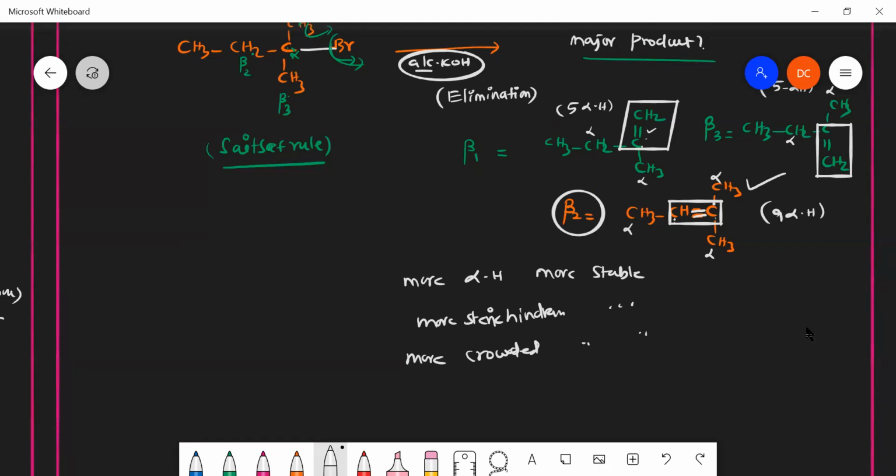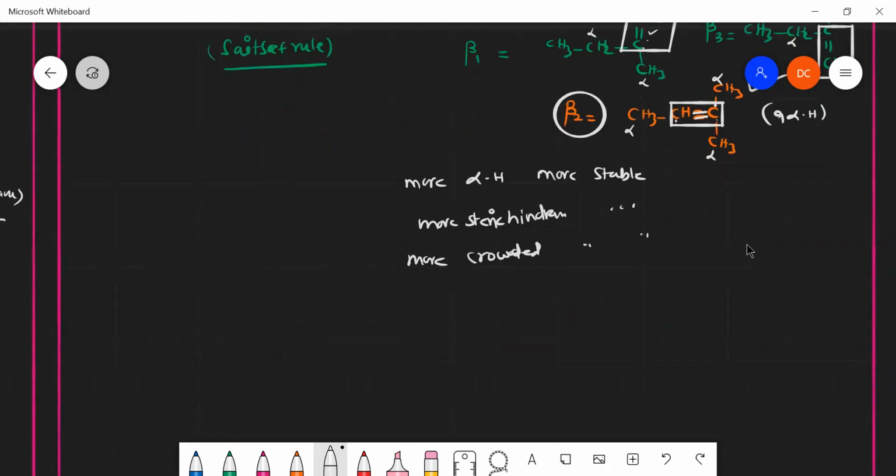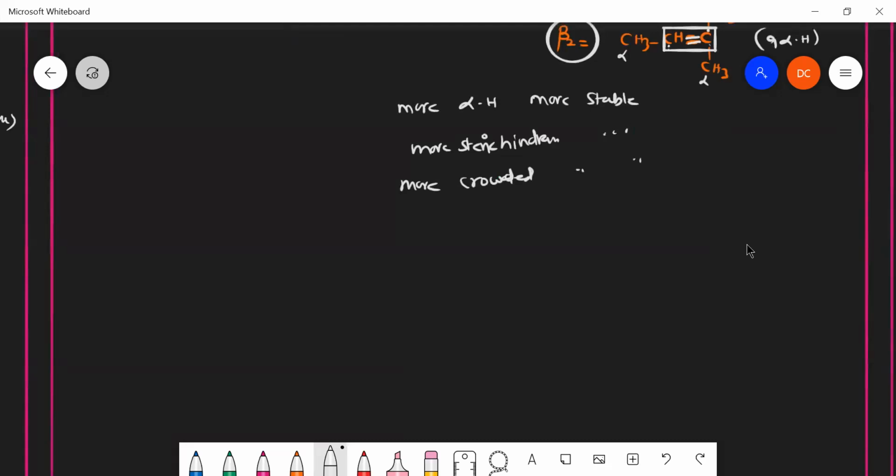Okay, how will you prepare biphenyl from benzene? How will you convert this? So I have benzene. From benzene, I have to prepare biphenyl.